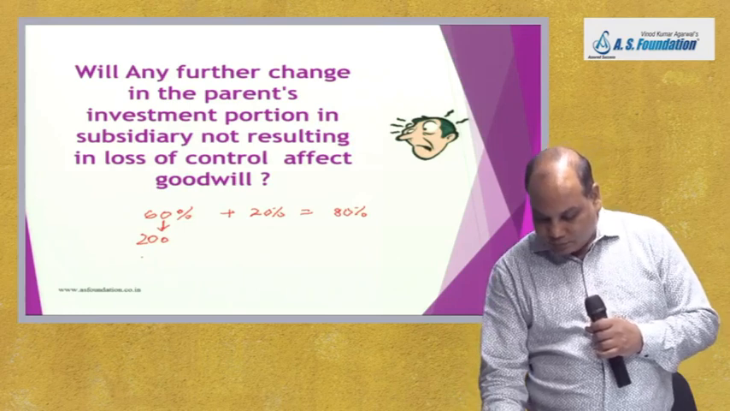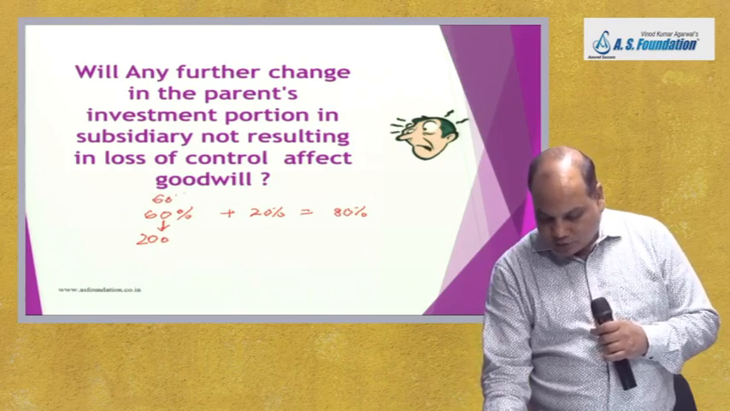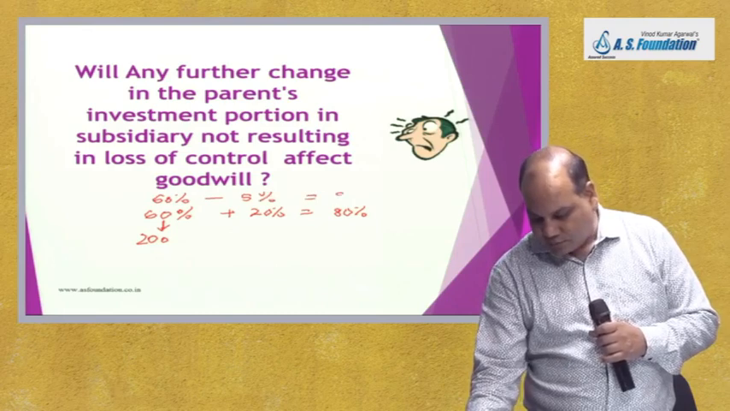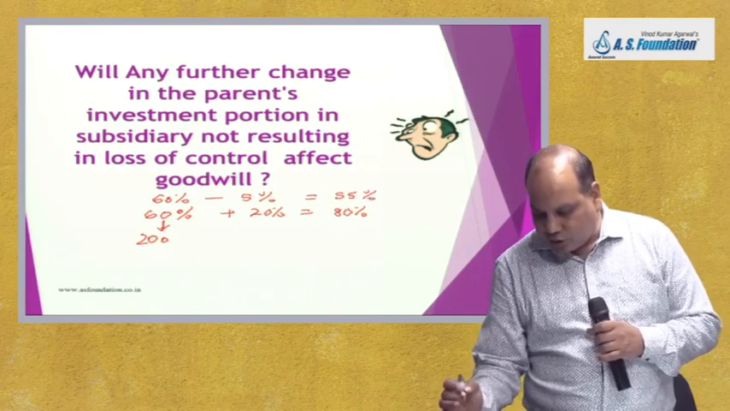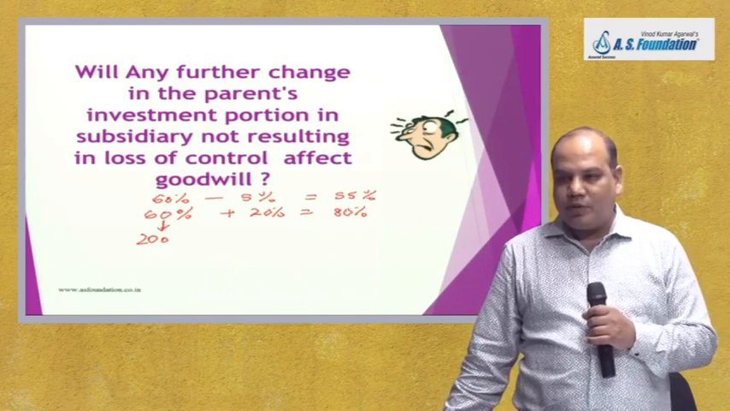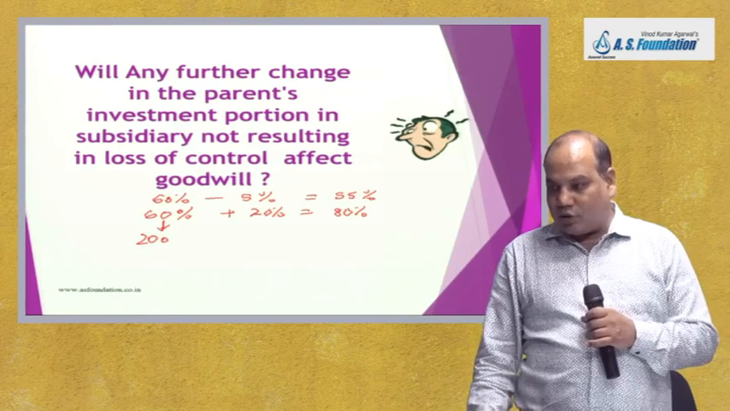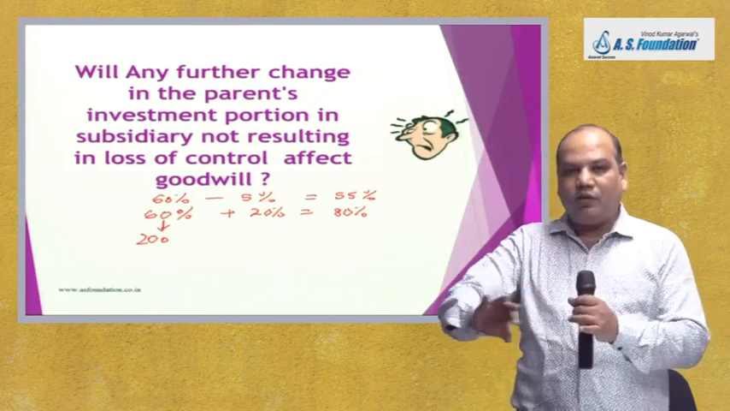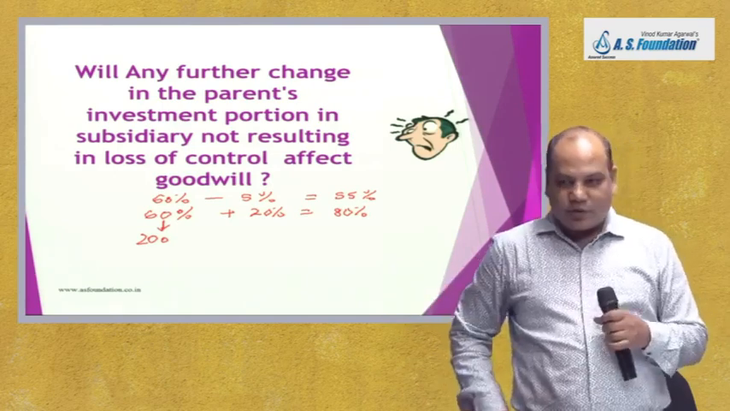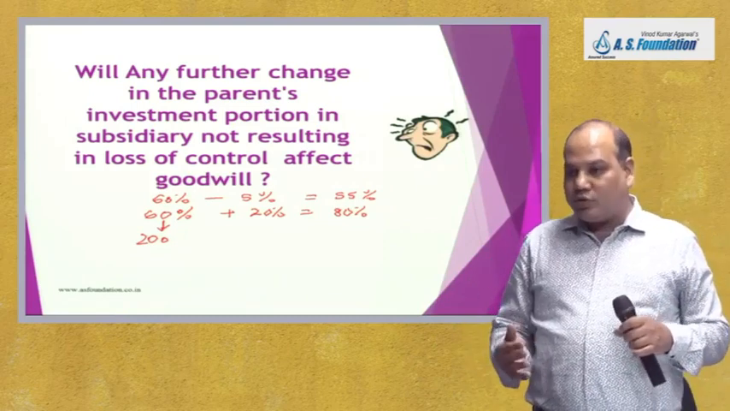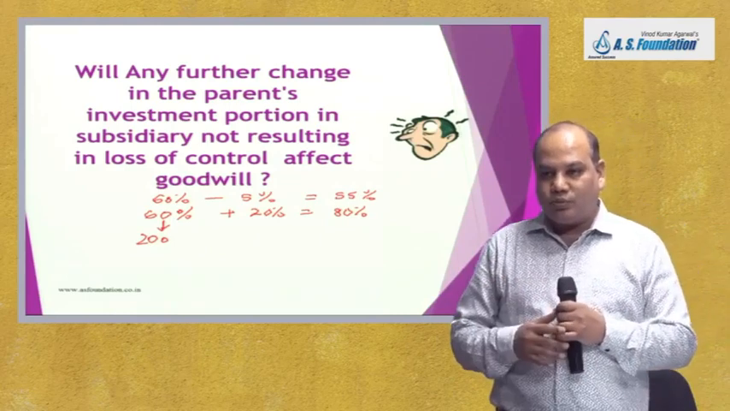Another example. Suppose I am holding 60% share. I sold 5% share. So now I am holding 55% share. Still I have the control. Control should not be lost. Otherwise then we will have a different discussion towards the end of this chapter. Still I will not change the goodwill value.